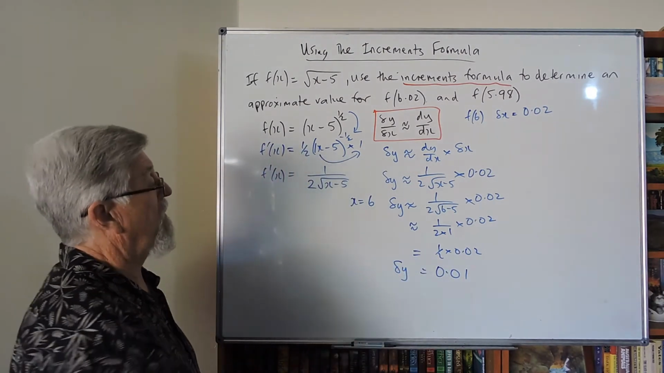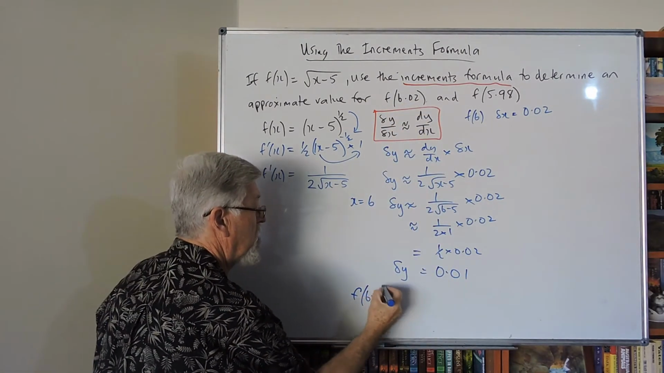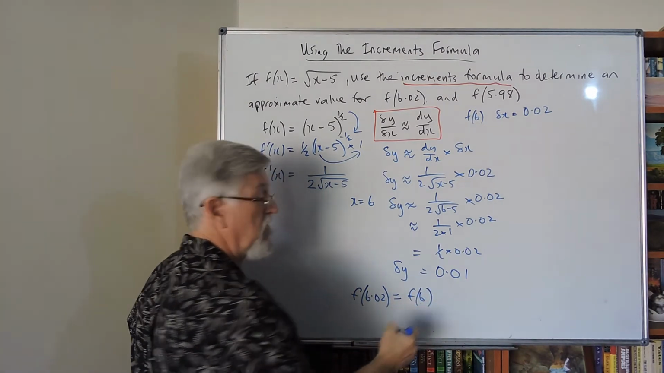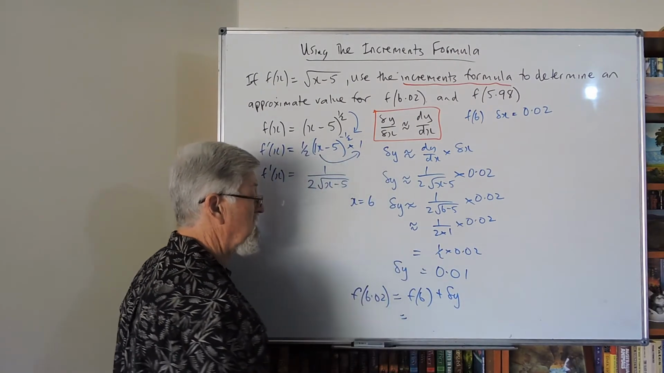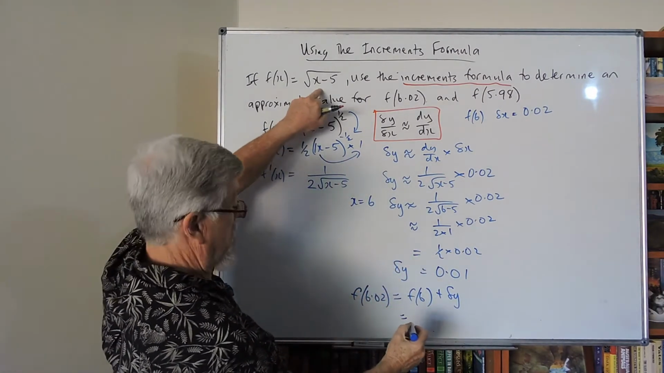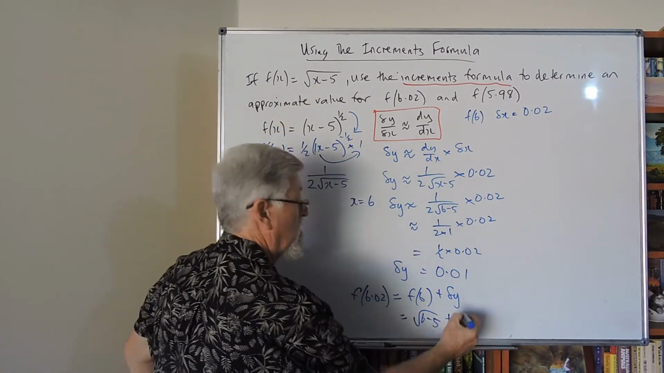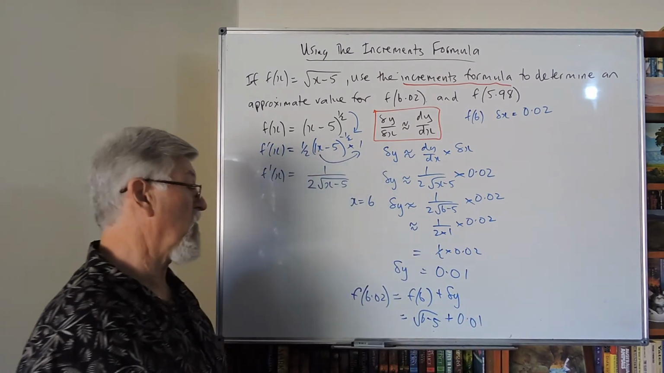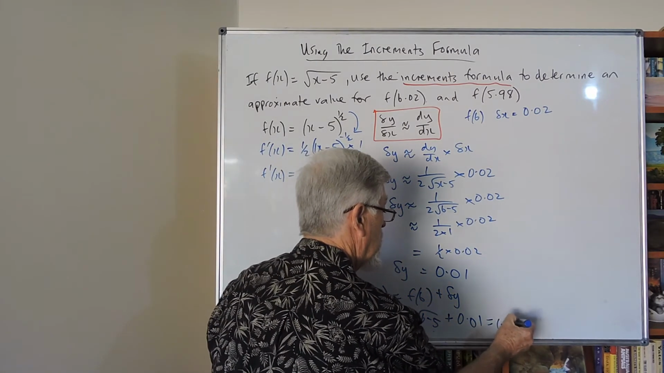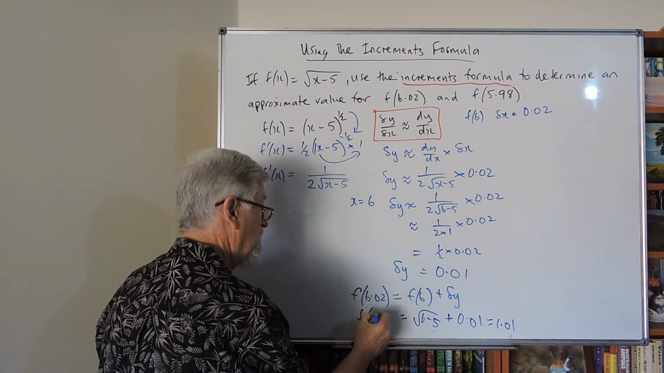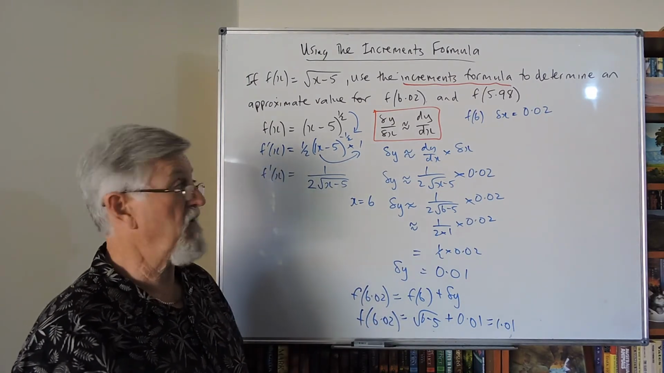What are we looking for? We want the function for 6.02. So the function for 6.02 is the function of 6 plus the small change in y. So the function at 6 is, let's have a look at what it is. It's the square root of 6 minus 5 plus the small change in y, which is 0.01. So what have I got all together? Square root of 1 is 1. 1 plus that is 1.01. So the approximate value for the function at 6.02 is 1.01. Could probably do it fairly close from common sense.